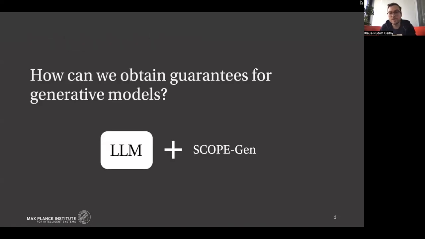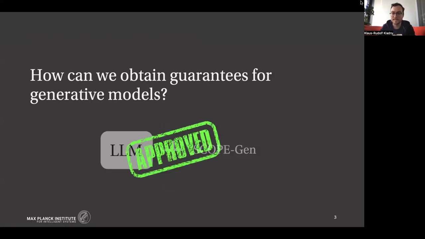In the present work, we develop a new calibration method called Sequential Conformal Prediction for generative models, or ScopeGen for short, that ensures rigorous statistical guarantees such that generative models can be safely deployed in practical applications.